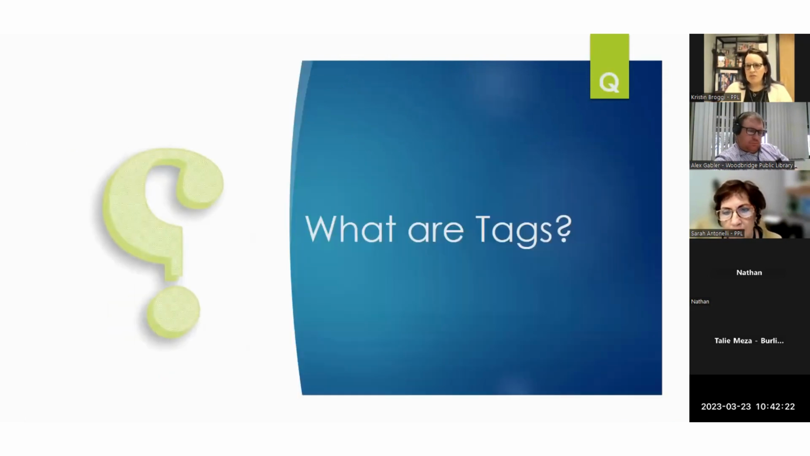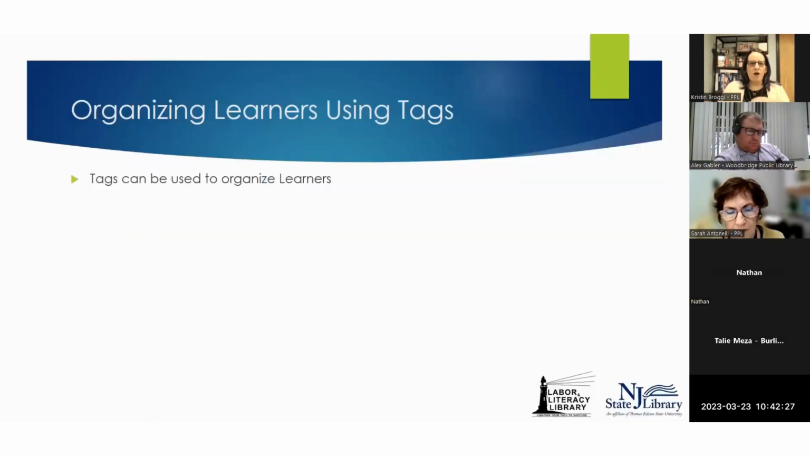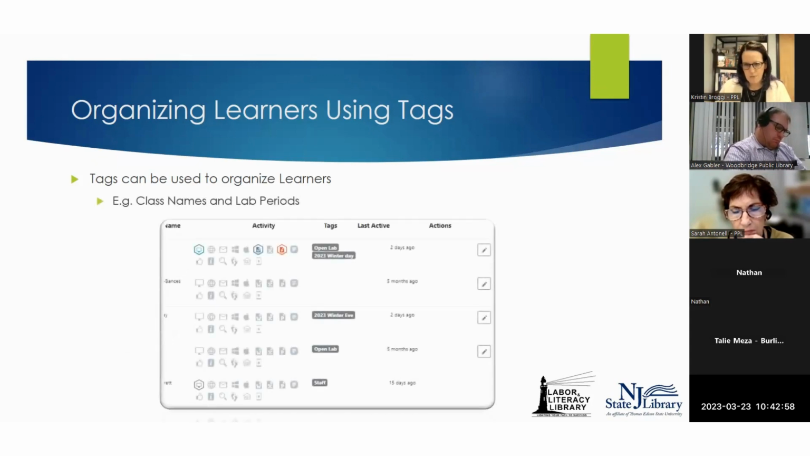Alrighty, I'm going to go through tags real quick, just so that you understand what they are. Tags are a way of organizing your learners. You might want to organize them based on the name of the class they're attending, or based on when they started using Northstar, like all the folks who used it for the spring session. Or maybe I'm going to invite you all to use Northstar, and I'm going to call it my Labor and Literacy Library Northstar class, and I would tag you all that way. And you can have multiple tags for folks if you want to.